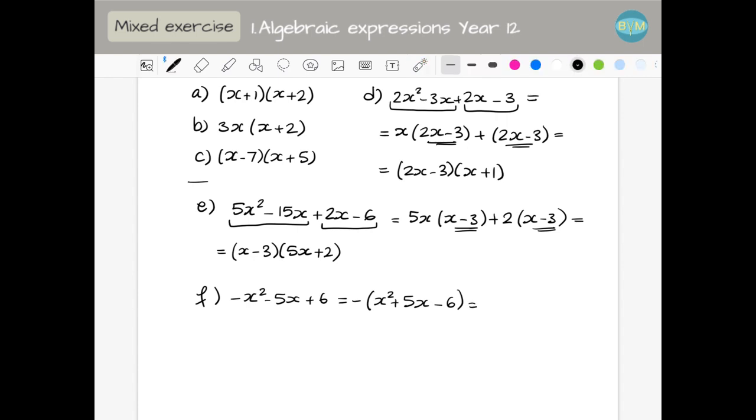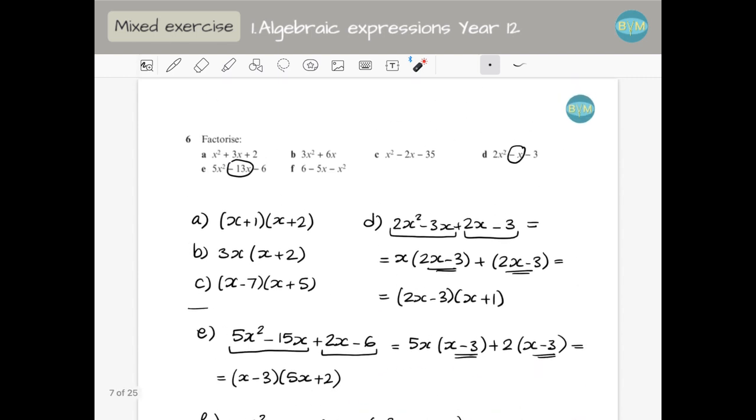So I have minus, and then positive 6 and minus 1, because 6 times minus 1 is minus 6, and positive 6 minus 1 is positive 5. Yeah, and I have factorized this way. So you get the minus outside, you factorize normally, and then you leave the minus outside with your factors. Yeah, and that's all with this question.